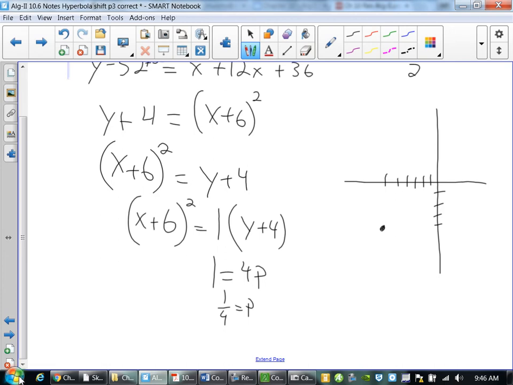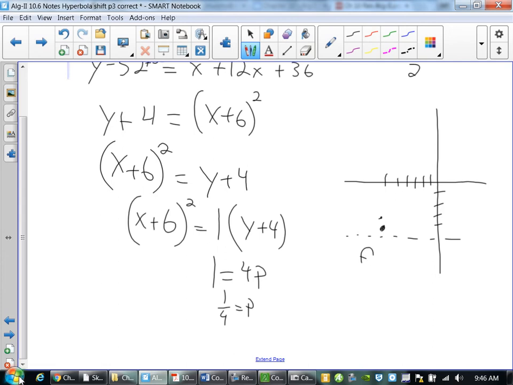P is positive, so which way is this going to open? Up, like a cup. So I go up a quarter. My directrix is a quarter behind it. And it's just a matter of labeling it out.